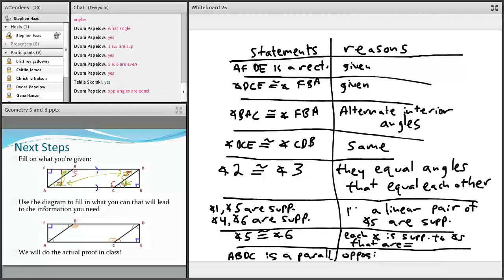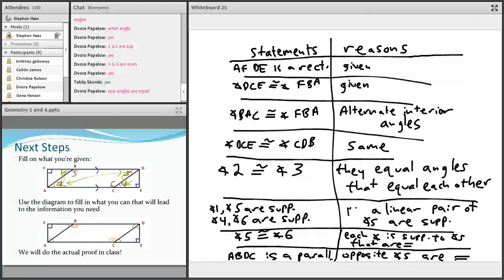opposite angles are equal. Now, if I had a bigger piece of paper and a little bit more time, I'd write it out a little bit more formally. Instead of just saying opposite angles are equal, I would say in a parallelogram, opposite angles are equal. But all I really did in this case is take the whole thing that we had and figure out, okay, what can we start proving by what we're given?